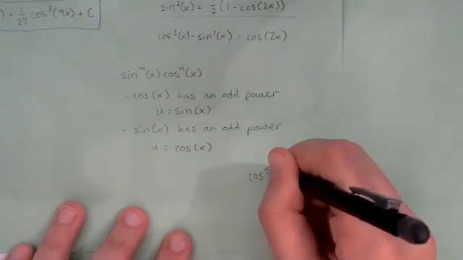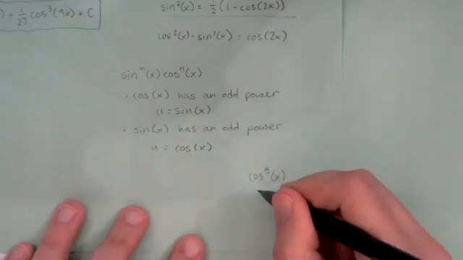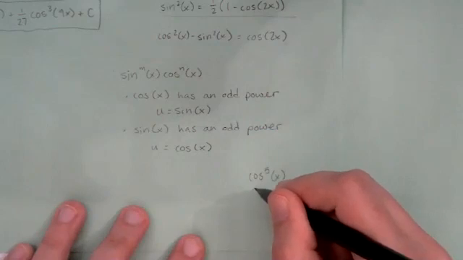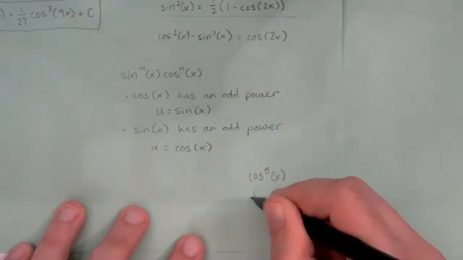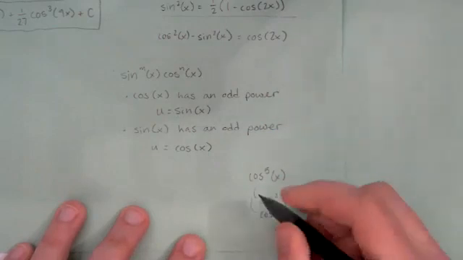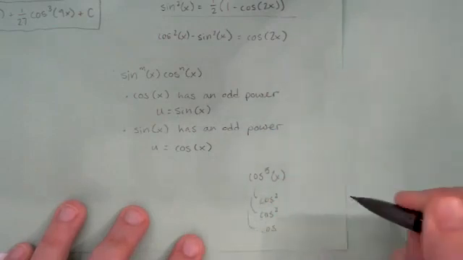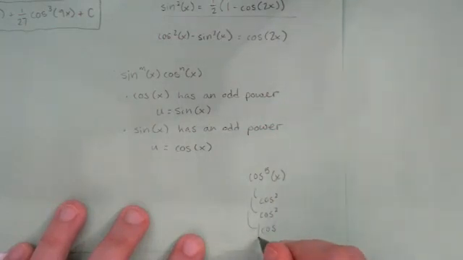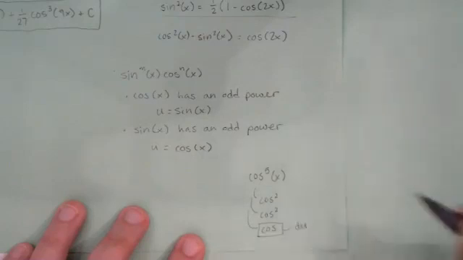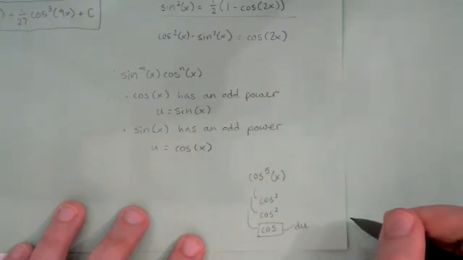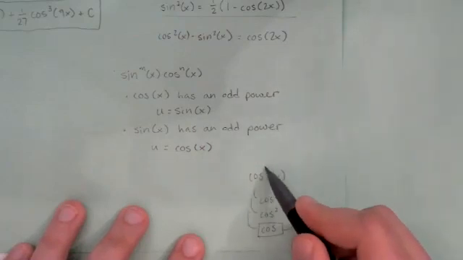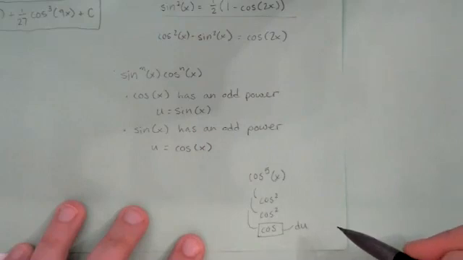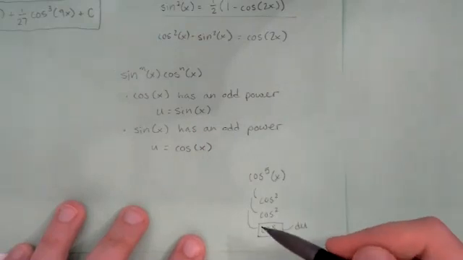That's simply because when you have cosine to the 5th of x, you can break it up into 2 different cosine squareds and then just a single cosine. This cosine that'll be tacked on at the very end is what you want your du to be equal to at some point. So if it has an odd power, it'll end up being equal to your du. That means that your u needs to be the other one.